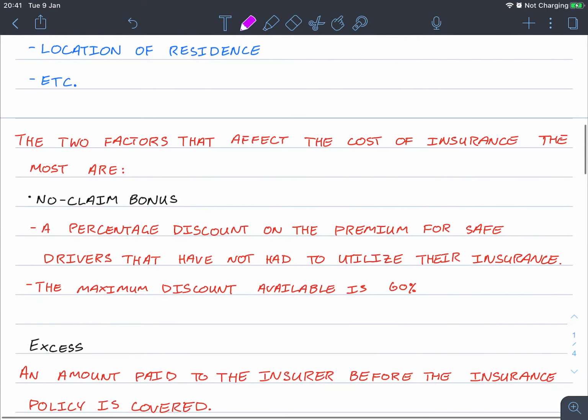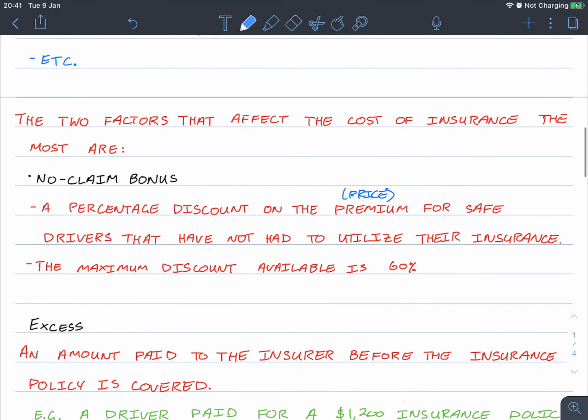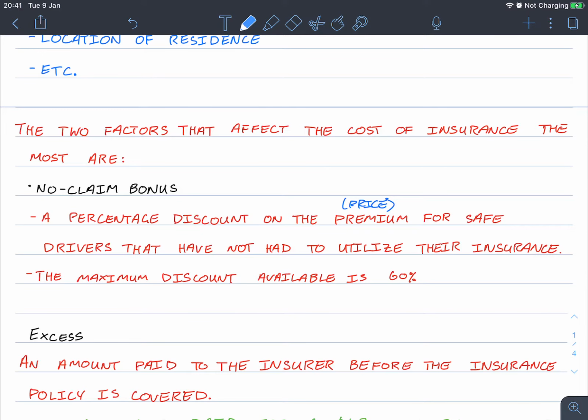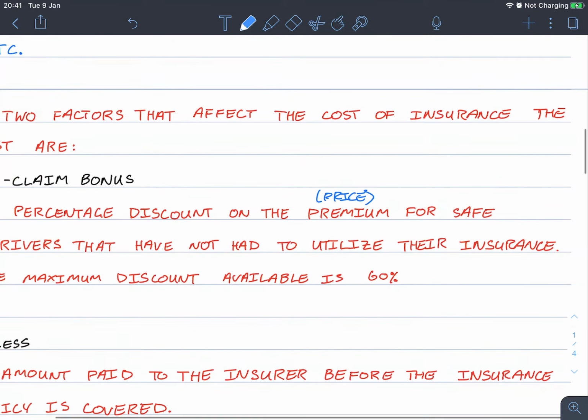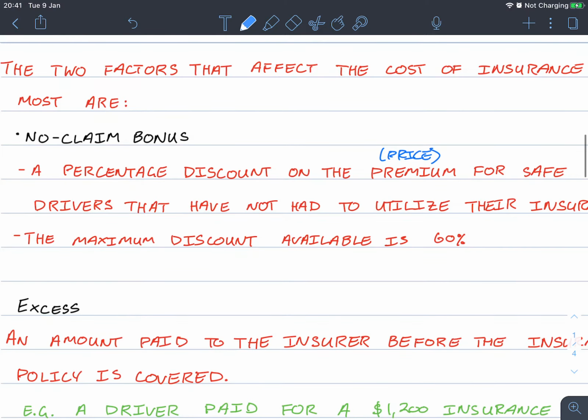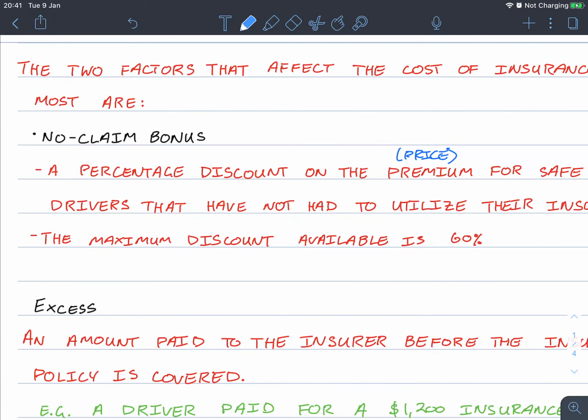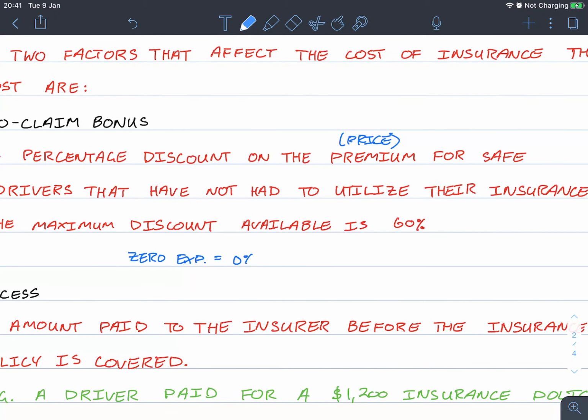The no claim bonus is a percentage discount on the premium. Remember, that's price. Whoops, spelled that wrong. Price. It is for safe drivers that have not had to utilize their insurance. The maximum discount available is 60%. So for example, a new driver might have 0% discount. So zero experience, right, equals 0% discount.